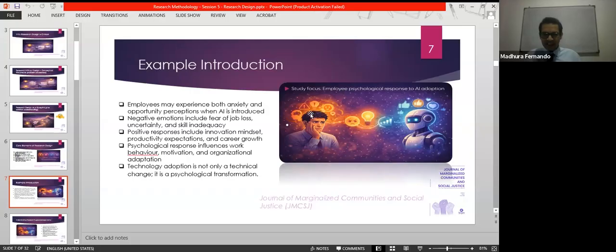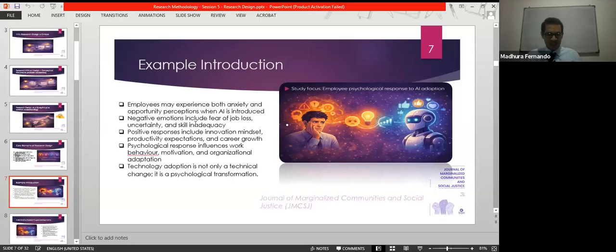Some employees have a complicated type of mindset. There are different types of employees, and they have different types of psychological mindsets. This picture demonstrates all those mindsets. Now this is the AI, and it is coming towards these employees, right?